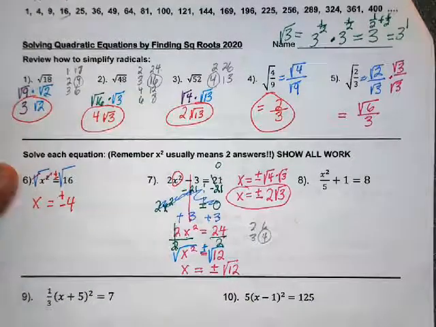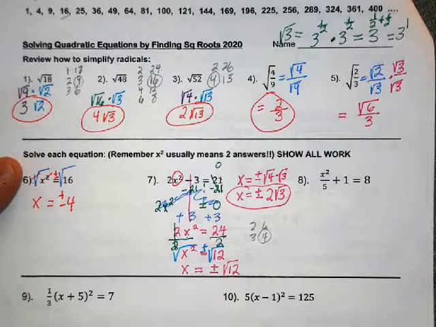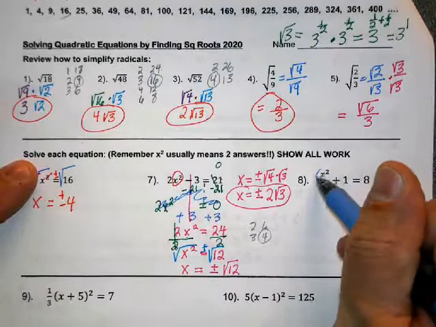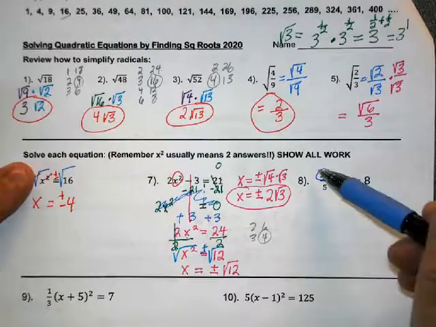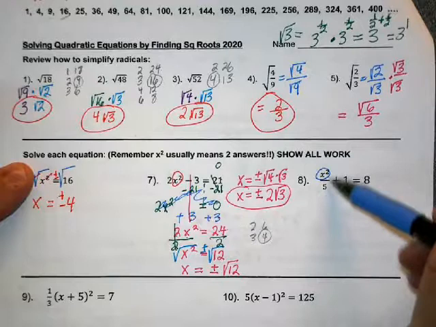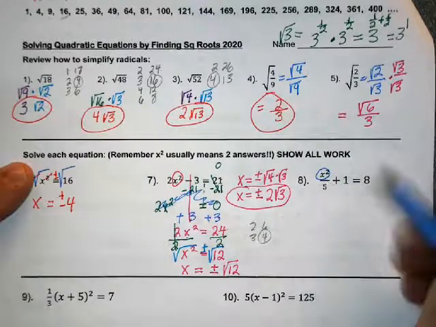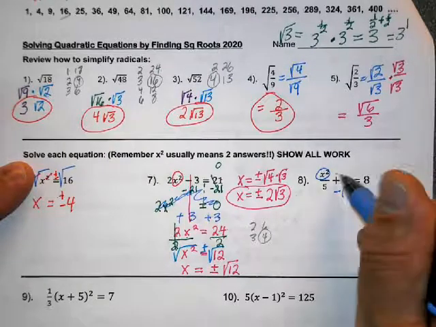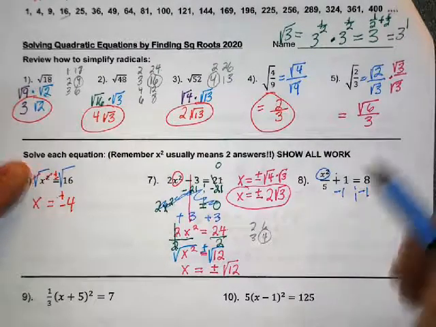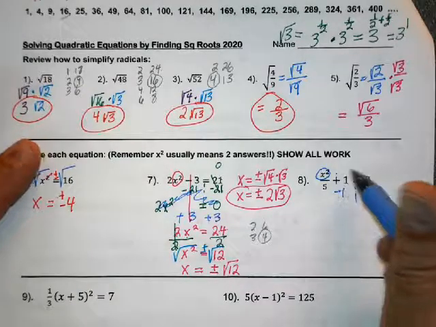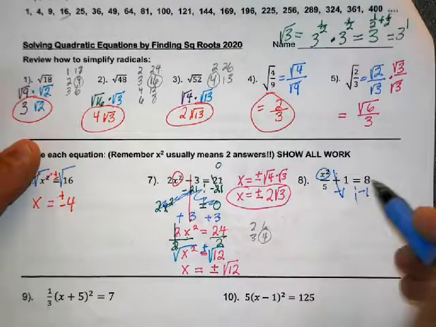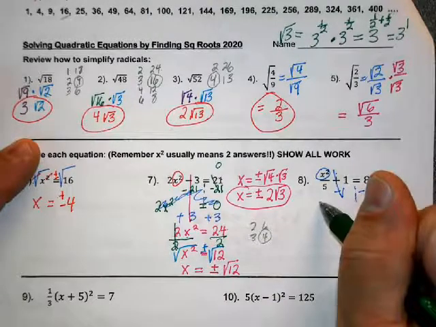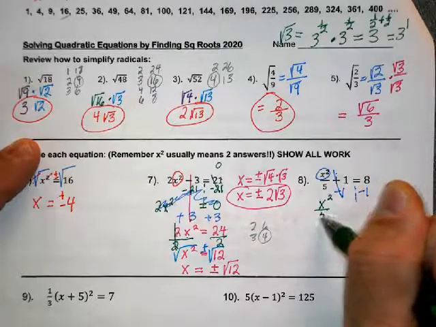So, number 8, I need to get the x squared term by itself. So the first thing I'm going to do is get this whole term, this fraction, by itself. So I'm going to subtract 1 from both sides. Now, if I was factoring, I would move the 8 over and have all that other fun stuff. So subtract the 1, I get x squared divided by 5 equals 8 minus 1 is 7.